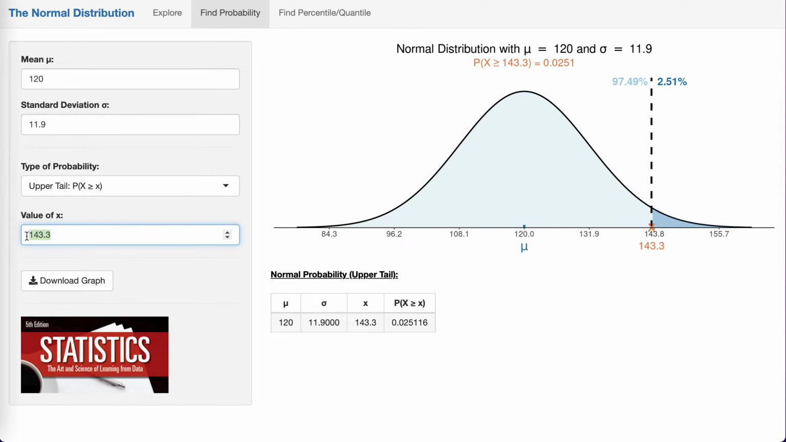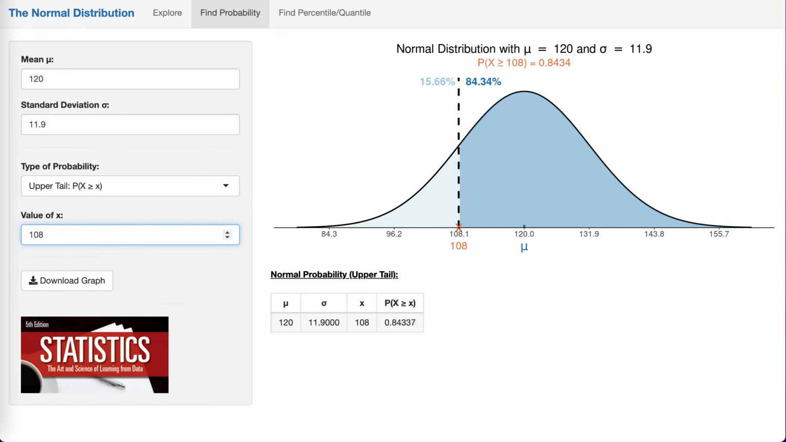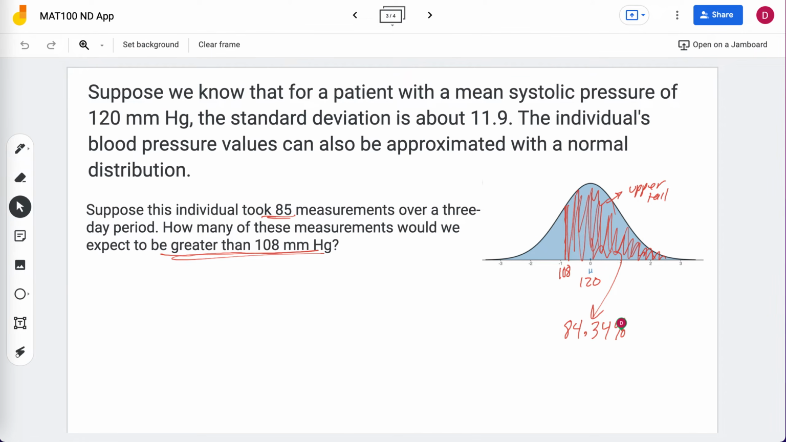And again, it'll change a couple times. I'm going to put in 108. It'll automatically update. And we get that 84.34% is our approximation. So 84.34% of values we'd expect to be above 108. So again, I'm looking at the area that's above, and that's this darker part here, 84.34%.